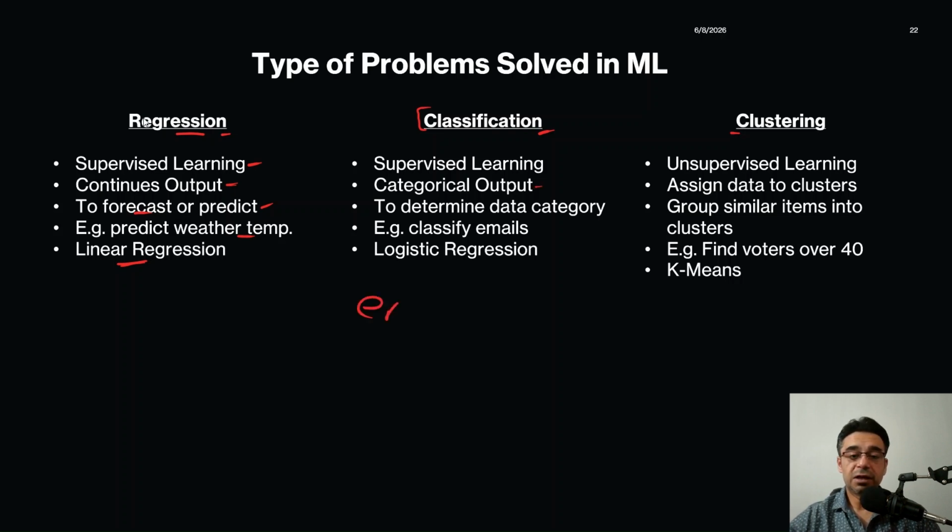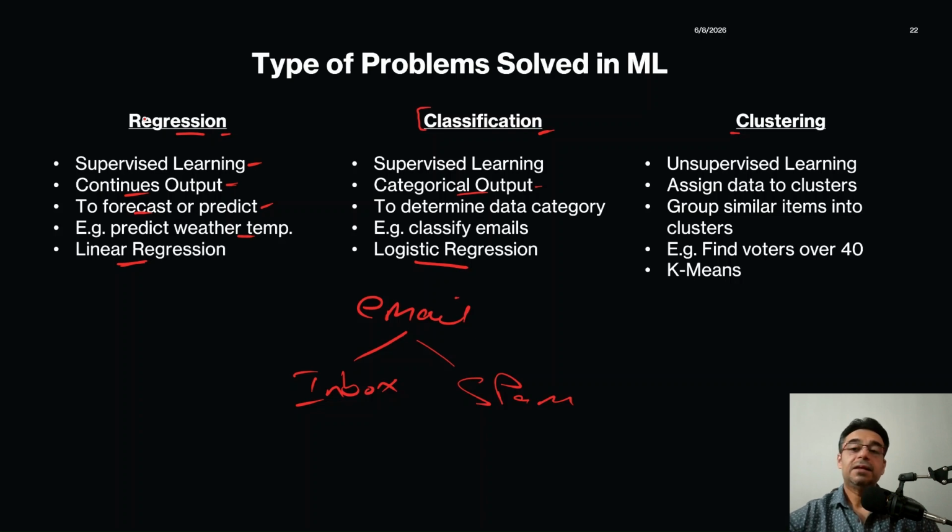For example, you have a new email and you want to classify whether it should go to the inbox or to the spam folder. So that is what we want to classify into these two categories. This is one of the classification problems, which is part of supervised learning as well, because here the output is categorical, or we want to determine the data category. For that, the algorithm that we can use is logistic regression. So if the output is continuous, we'll be using linear regression. If the output is categorical, we will be using logistic regression. And both of these are part of supervised machine learning.